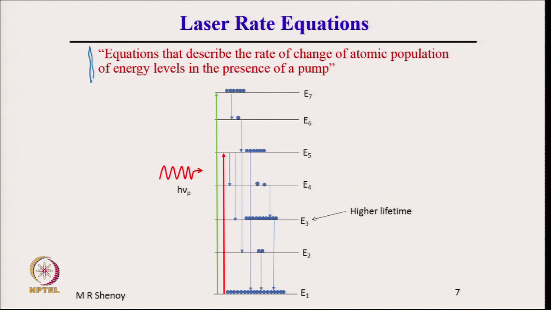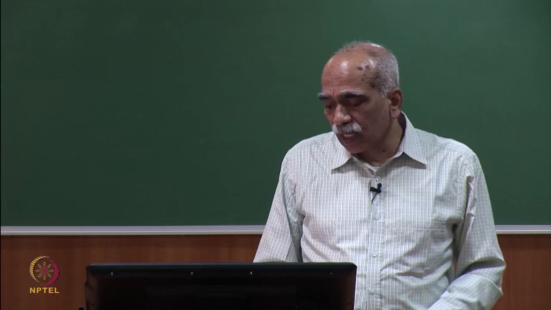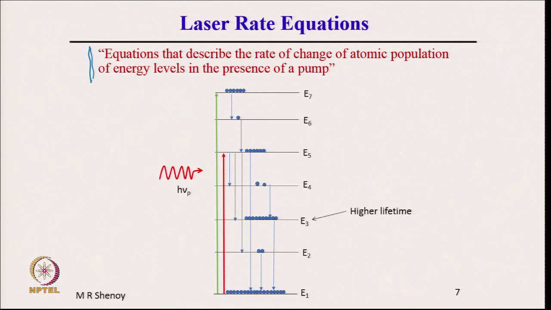I have shown here 7 levels, for example. There is a pump which is raising. A pump may have more than one frequency. For example, we will see later, when we see the flash lamps, krypton flash lamp or xenon flash lamp, that there are several excitation lines which can excite atoms from the ground state to an upper, excited state as shown here. For example, this photon has sufficient energy to raise an atom from E1 to E7.